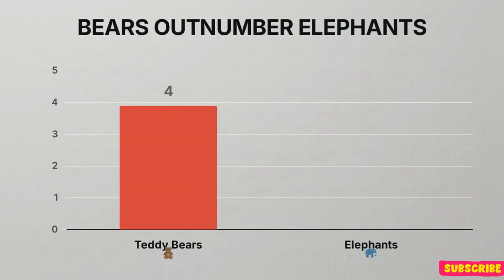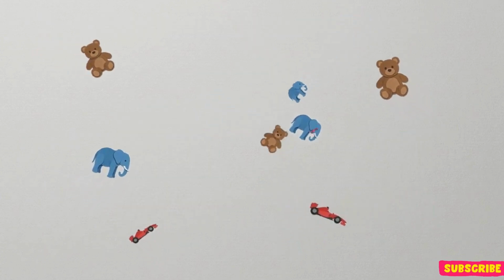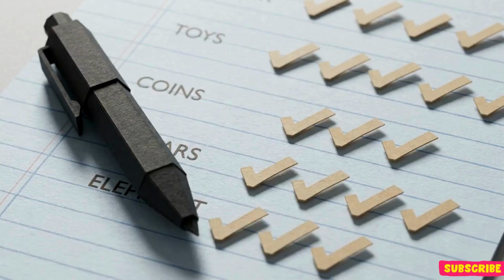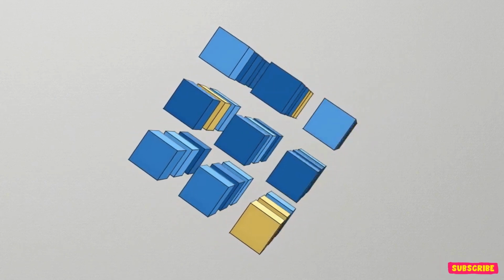This chart shows 4 teddy bears compared to 3 elephants. The bears are the larger group, while the elephants are fewer in number. Organizing information by specific attributes like type or color is the first step in solving any mathematical problem. It turns a chaotic pile of objects into a structured set of facts.